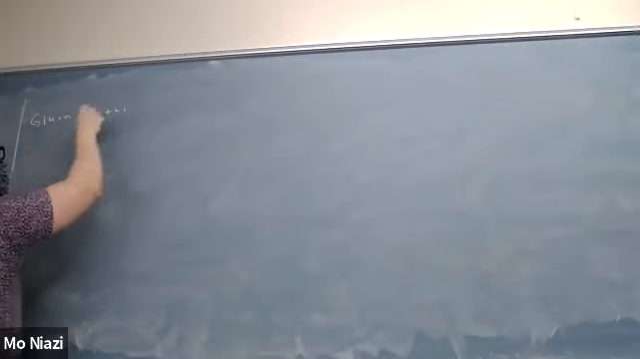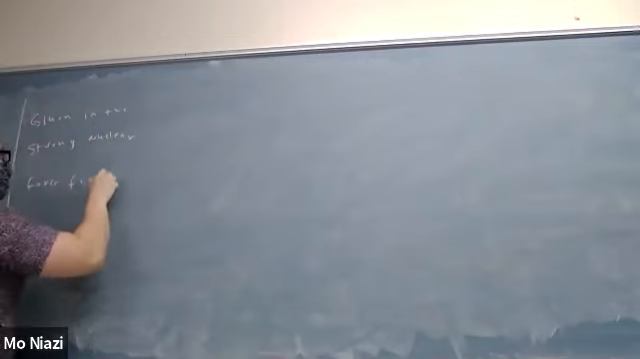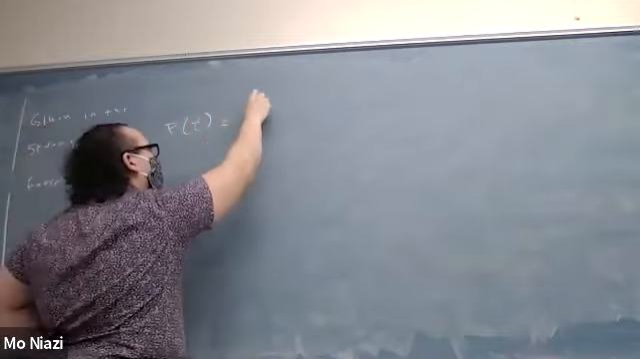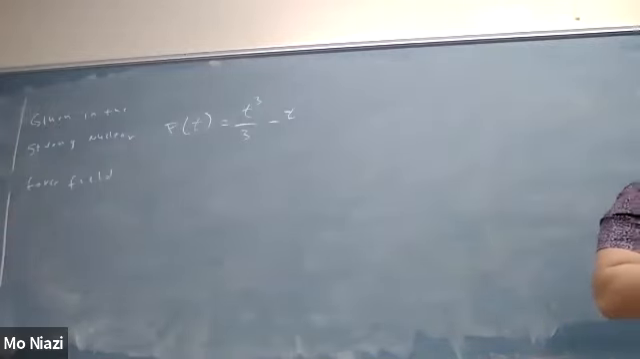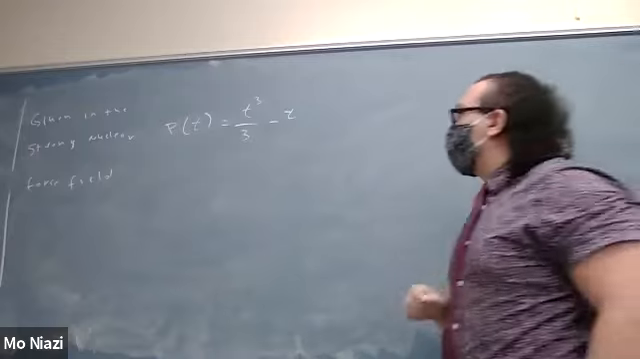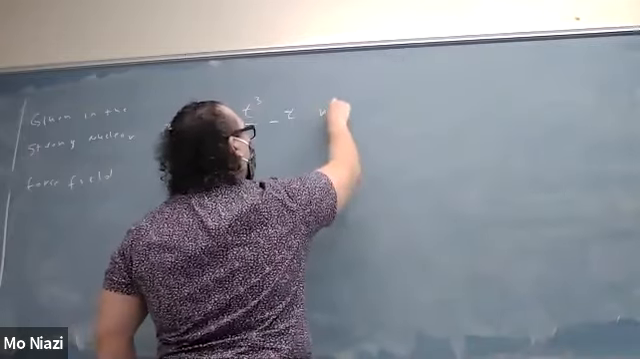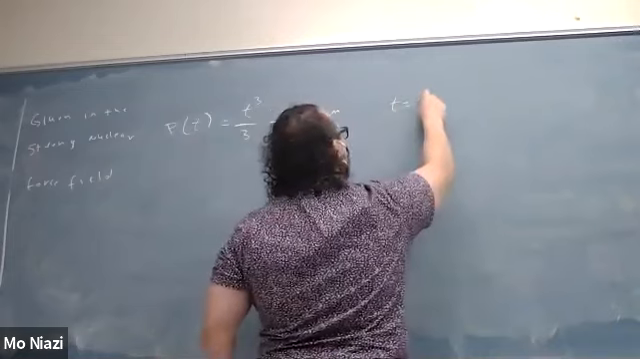So let's say we have a gluon in the strong nuclear force field. And let's say it has a position function inside of a nucleus of t cubed over 3 minus a t. Let's say its position is in nanometers, and t is in seconds.